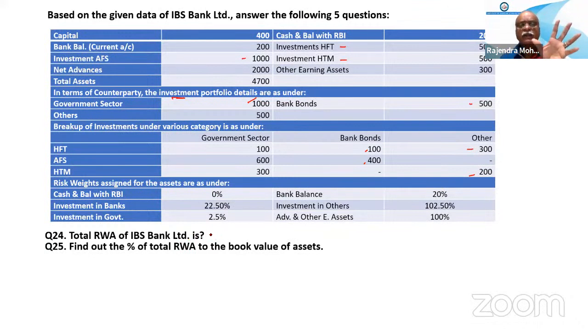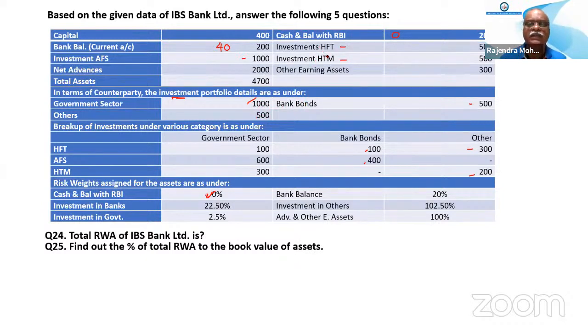Total risk weight asset. These are the investments. So basically, we have to find out what things are there. Normally capital is to be excluded because capital is not considered here, so we exclude that one. Now for cash and balance with RBI, 200 is there, and for cash 0% is the risk weight, so the cash balance risk weight is 0. Bank balance is 200, and RW is 20%. So 200 at 20% is how much? 40.